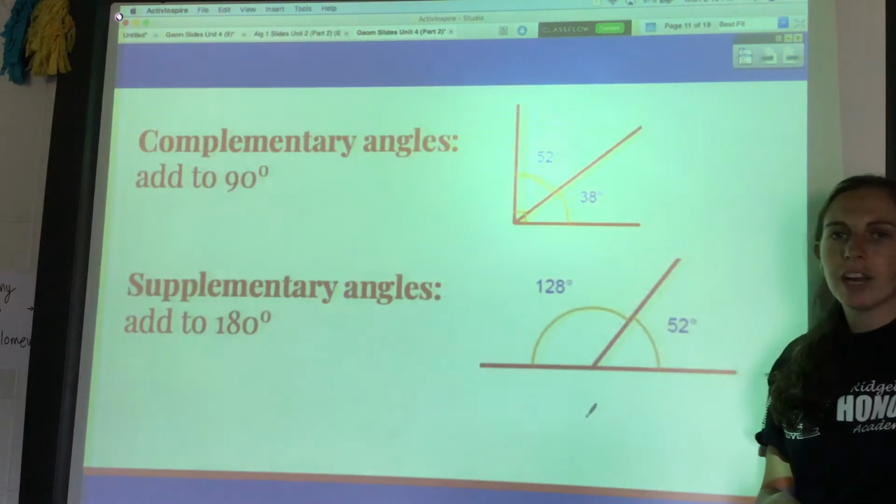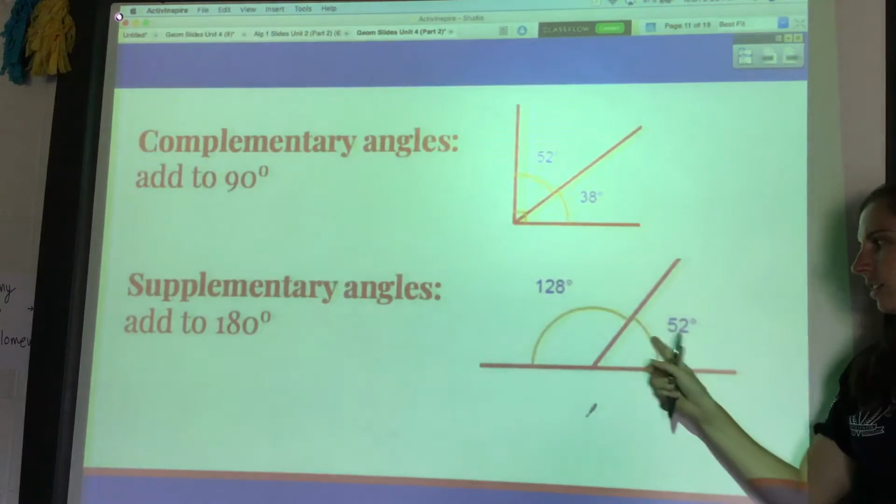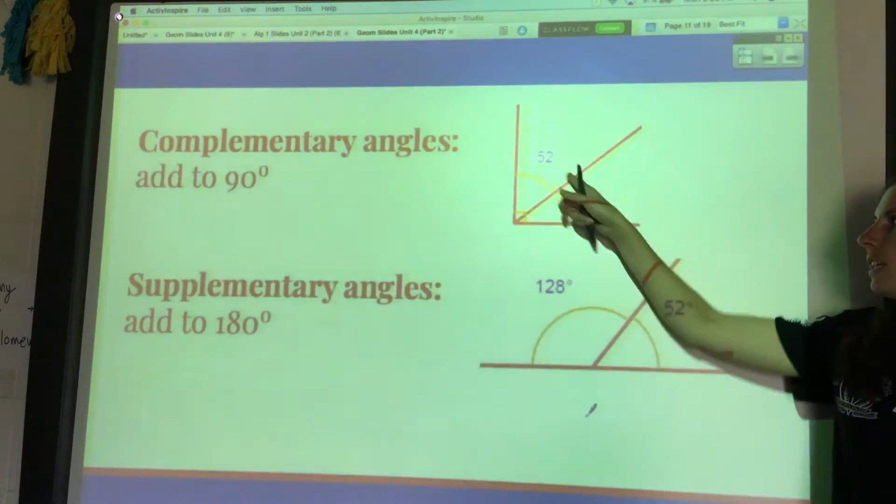Also, if you ever hear adjacent angles, that just means they're right next to each other. So technically these are adjacent, they're next to each other. So are these, they're adjacent.